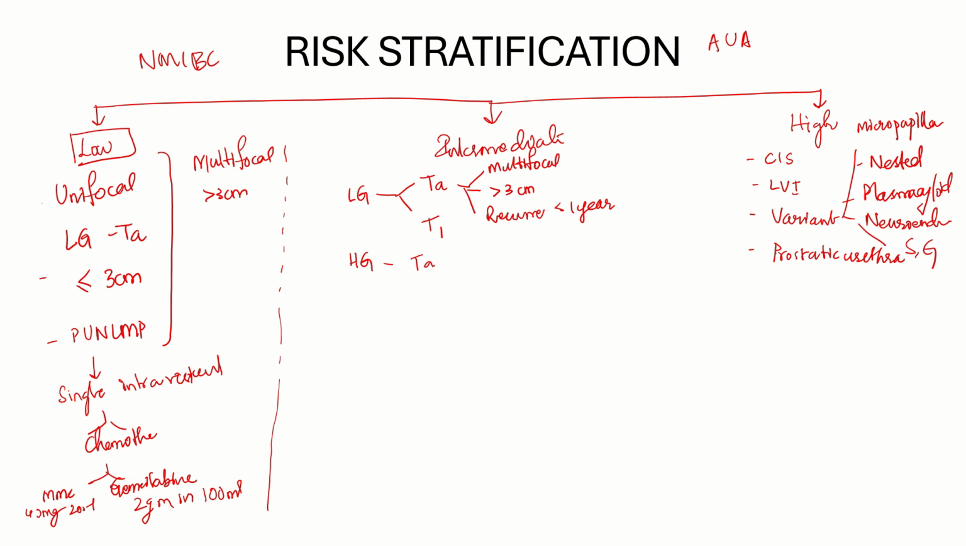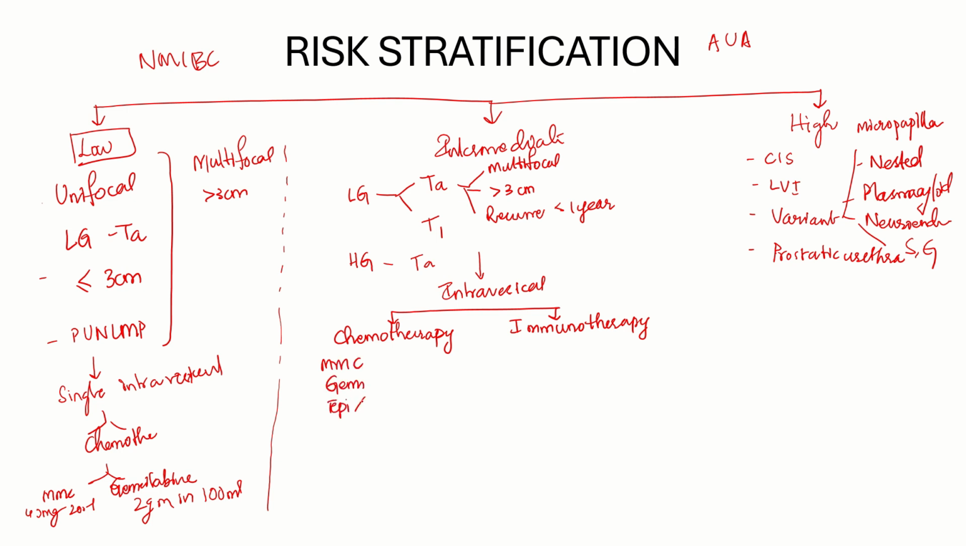The management of these two groups differs from that of the low risk group. In intermediate risk group, the management is intravesical chemo or immunotherapy. Chemotherapy examples are mitomycin C, gemcitabine, epirubicin, or doxorubicin. Immunotherapy is given with BCG. First, we give an induction course for 6 weeks, followed by 1 year of maintenance.